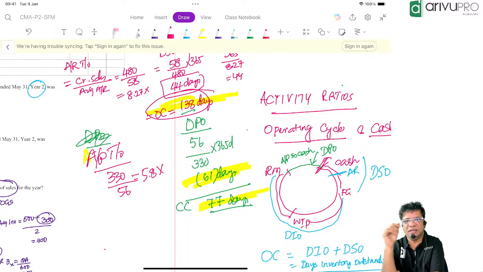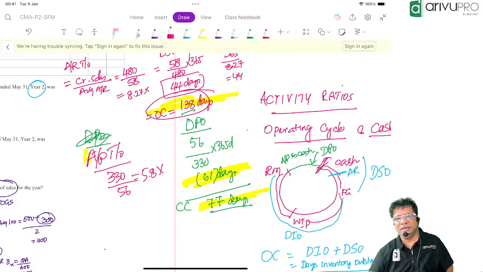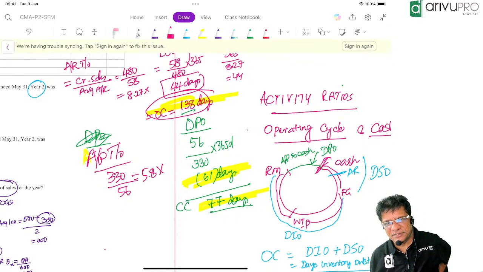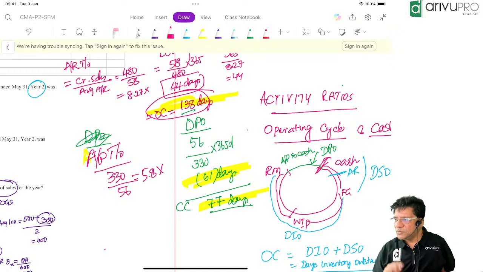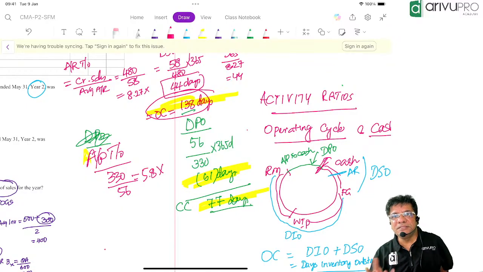Why do they say DPO should be more? I know mathematically that will result, but as a finance manager, why? I'm telling you, as a finance manager, you should delay. Delay means you conserve the cash in the company. Yes, the check is ready, but don't give.